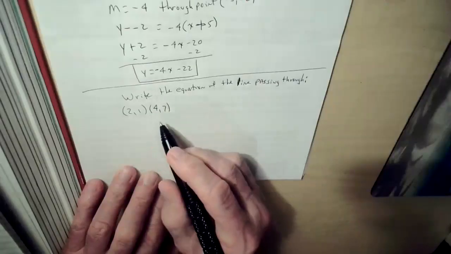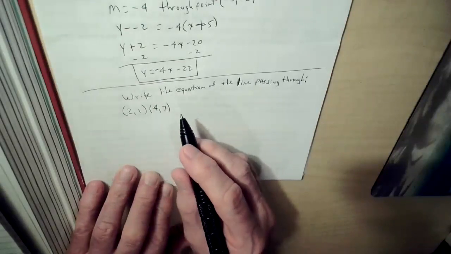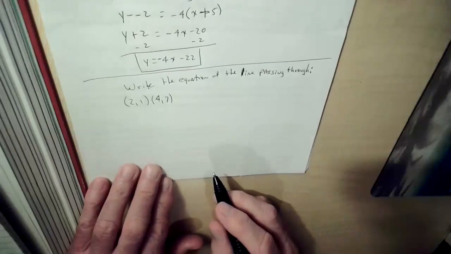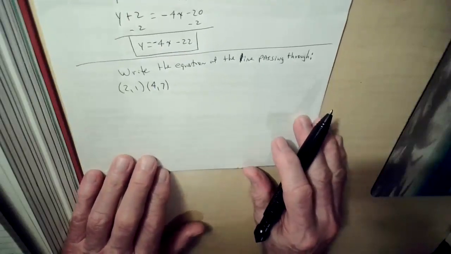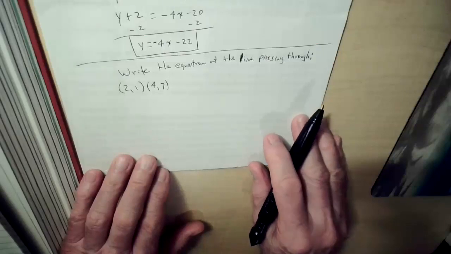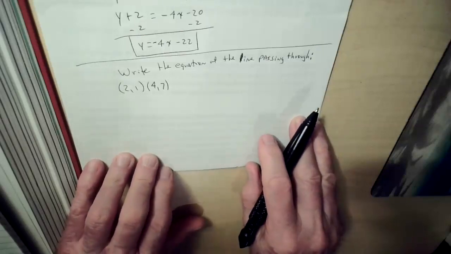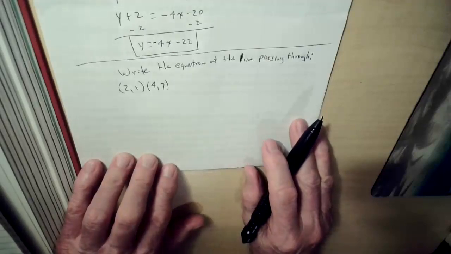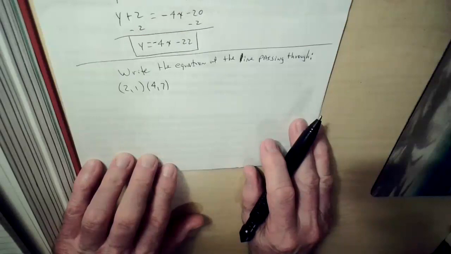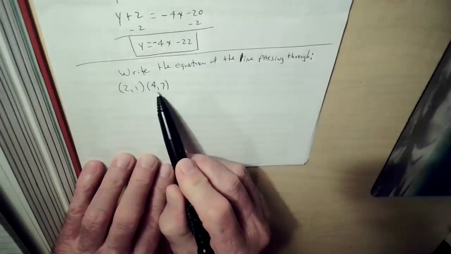Do 1 and 4, 7. Let me make sure this is going to cause 2 and 6. Okay. You can look at this. If I was doing this, I'd say, what are these people talking about here? Write the equation of the line passing through the point.